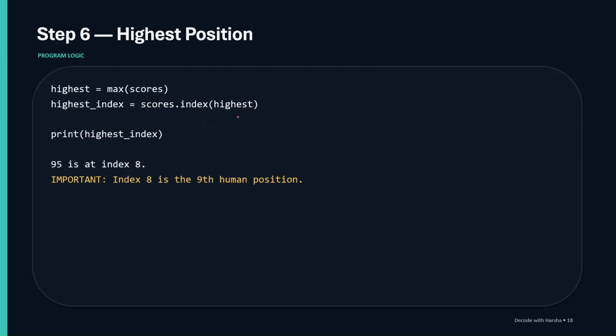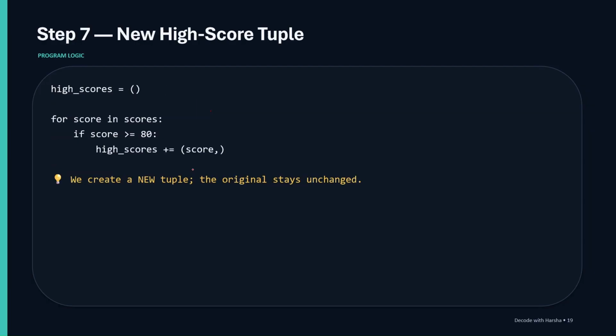Clear? Then highest position. So what this particular part will do is it will identify the highest number first, and then it will identify what is the index value of that number. That's why we use this index method. So first using the max method we are identifying the maximum value, and then using the index method we are identifying the index value of that number. Okay, that's it. So 95 is the highest number. So what is the index of it? 8. Okay, so this is how we are identifying the highest position.